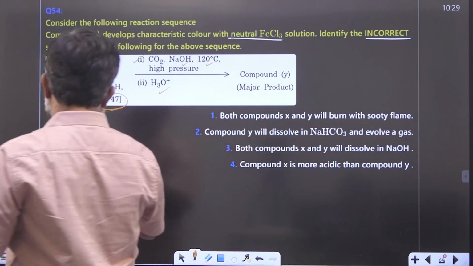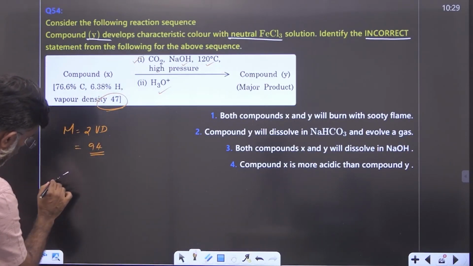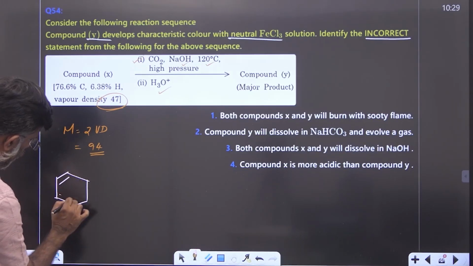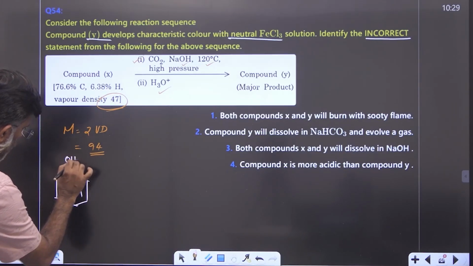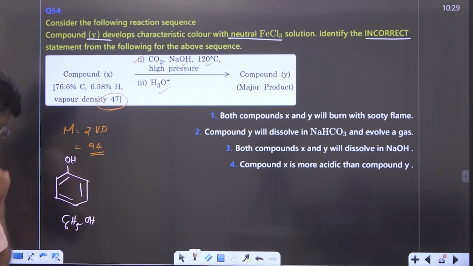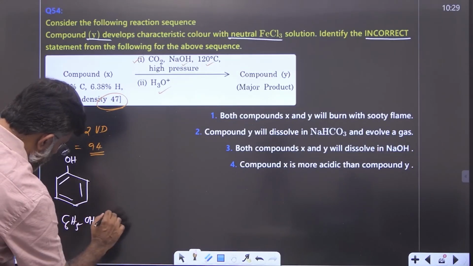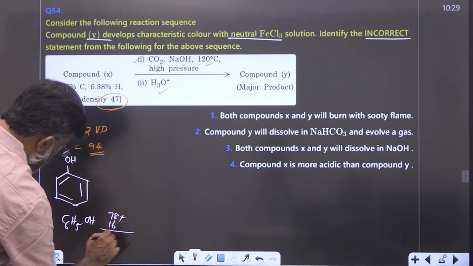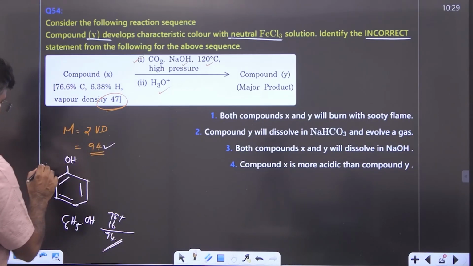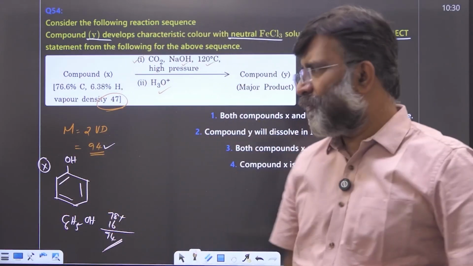And 94, the compound can be phenol, right? Let us verify. X can be phenol. What is the molar mass? C6H5OH, 77, so 78 plus 16, 94. Yes, this is the compound X, that is phenol.